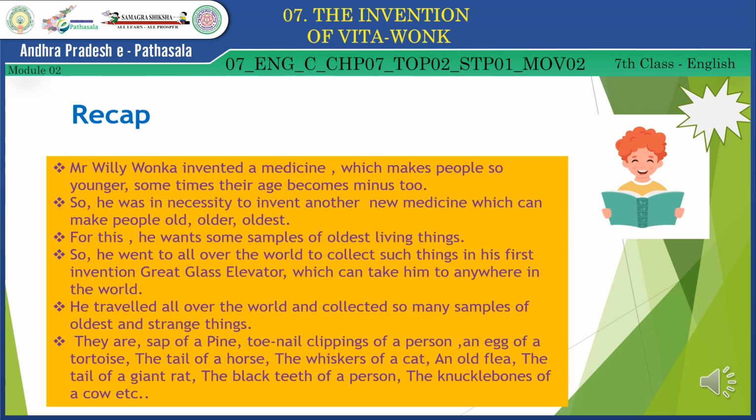He traveled all over the world and collected so many samples of oldest and strange things. They are sap of a pine, toenail clippings of a person, an egg of a tortoise, the tail of an old horse, the whiskers of a cat, an old flea, the tail of a giant rat, the black teeth of a person, the knuckle bones of a cow, etc. Now, we will continue and let us see what Willy Wonka did with all his oldest and strange things.